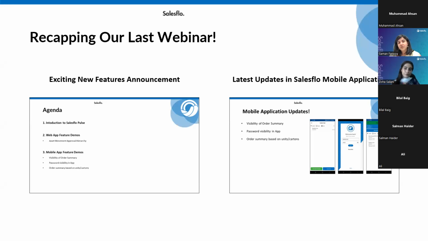Okay. So just to give you a recap of what happened in our last webinar, we talked about some exciting new features. We introduced Salesflo Pulse in the last webinar. It was a dynamic reporting engine. We talked about it and gave a detailed demo of how it worked. We talked about a web app feature, and then we displayed what new features we're introducing in our mobile application. The mobile application features were explained, and a demo was also given for it. So this is just to give you a recap of what happened in our previous webinar.